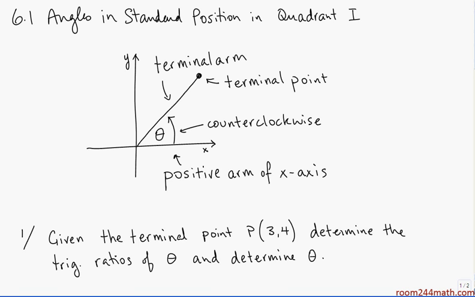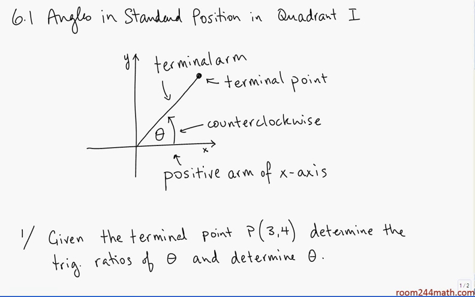So if you imagine an xy coordinate plane with an x-axis and a y-axis. When we talk about an angle being measured in standard position, or an angle in standard position, what we really mean is an angle, and in the diagram I've got the angle labeled theta, measured between the positive arm of the x-axis and another line segment connecting the origin to a point. That point is called the terminal point, and the line segment connecting them is called the terminal arm.